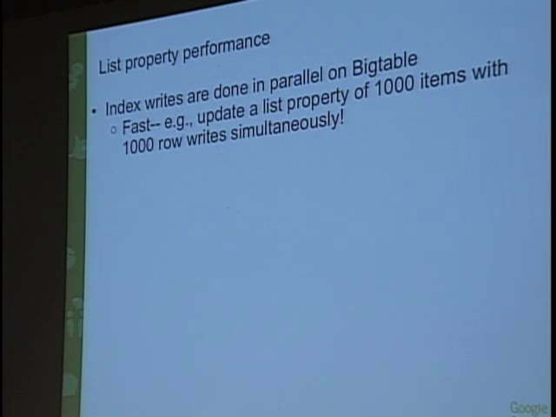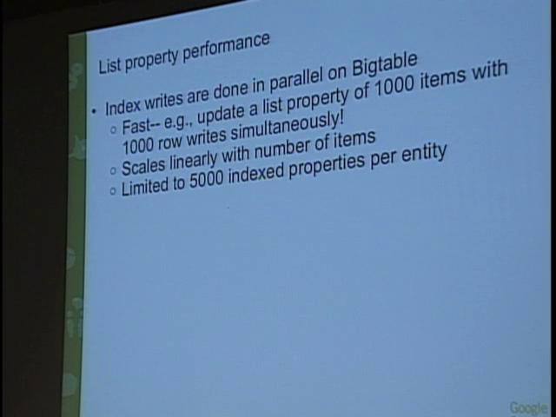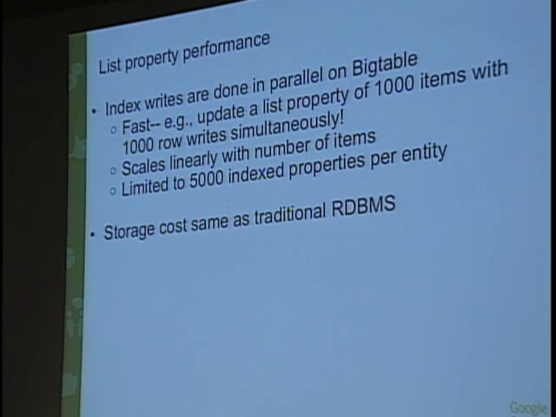It's very fast. We can update 1,000 items with 1,000 rows at the same time. So it can be very efficient. It scales linearly with the number of items. So twice as many items can take a little bit longer than, say, half of that. There is a practical limit of 5,000 index properties per entity. And later on, I have some workarounds for that, too.